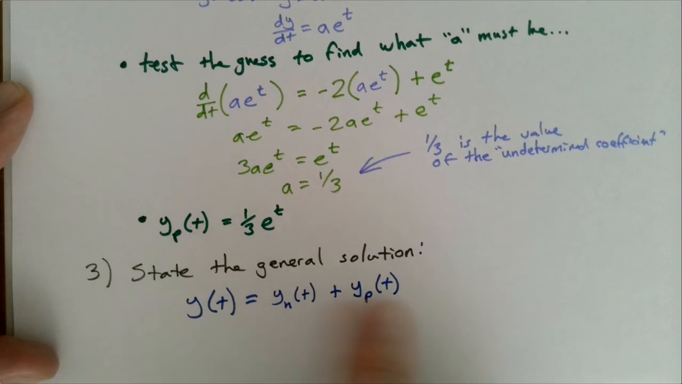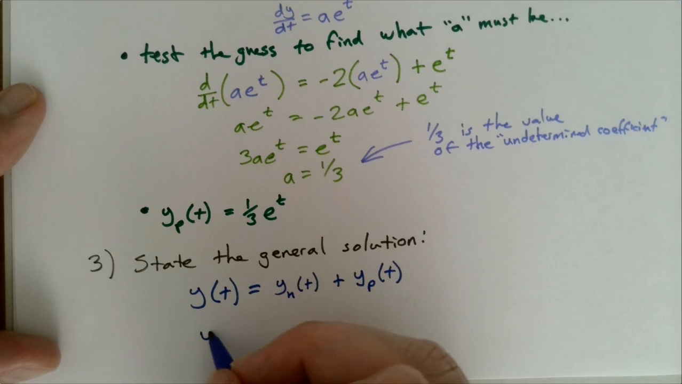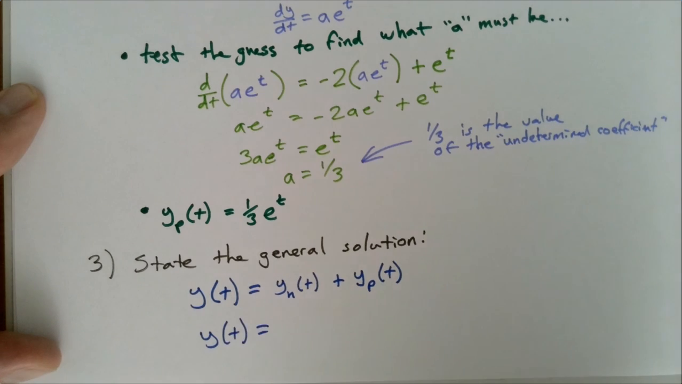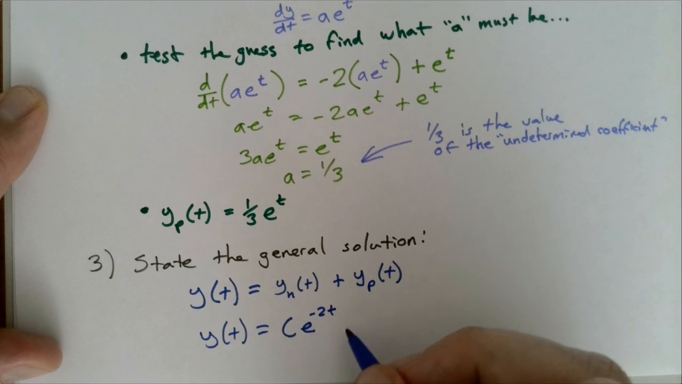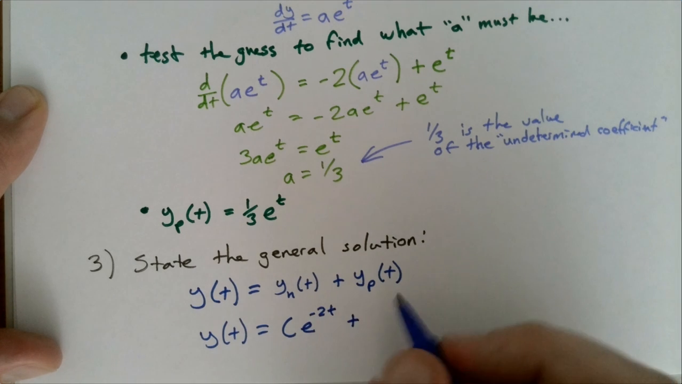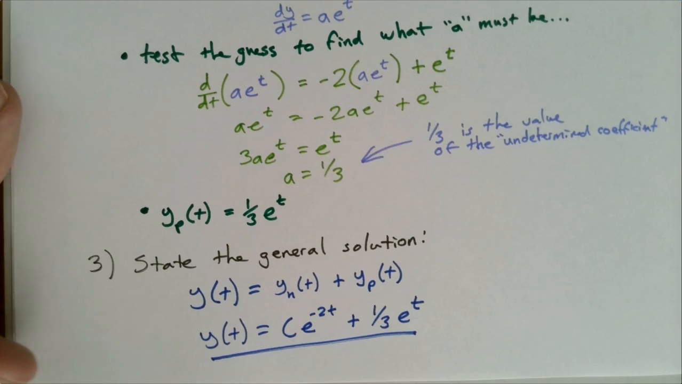I didn't even need to say this, but I'm saying it because I want you to see and reinforce that. So y of t, the general solution for this differential equation, is constant times e to the negative 2t plus the particular solution that I just found, which is 1/3 e to the t. That, my friends, is the general solution for this differential equation.